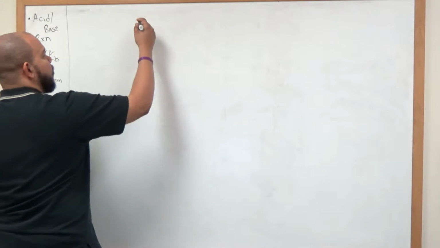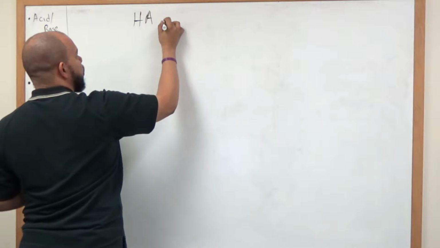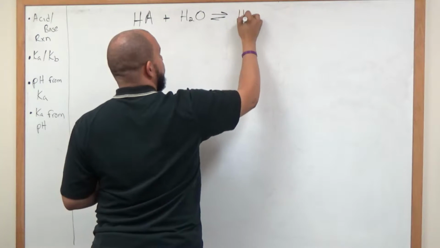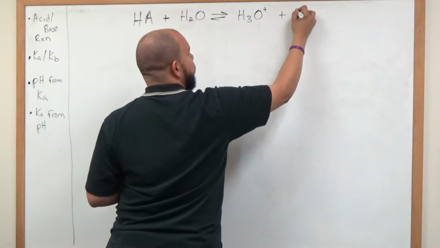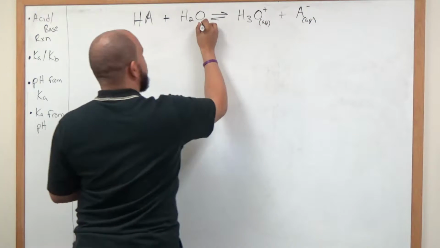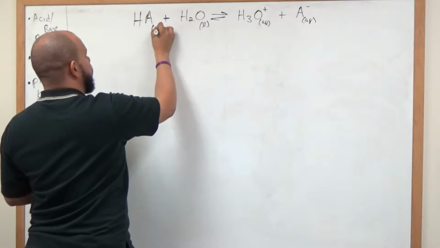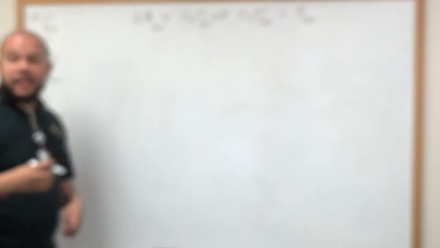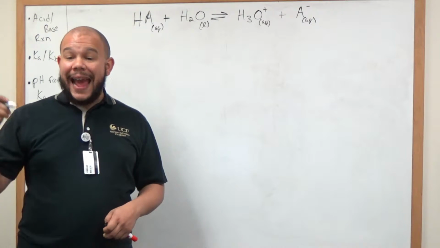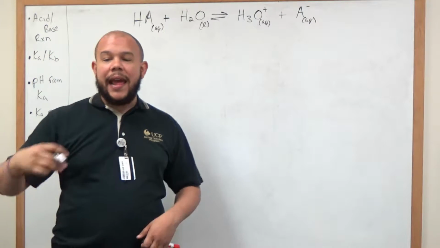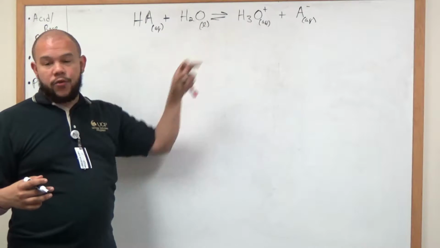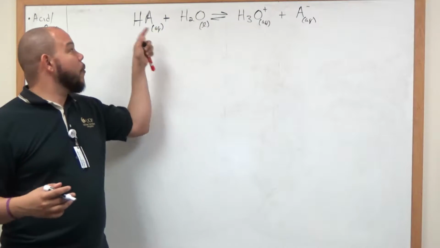The generic format for an acid's reaction with water is HA plus water gives us hydronium ion plus the conjugate base. Remember, everything is aqueous except for water, which is considered a liquid. Because an acid, by definition, is a proton donor, the acid gives up a proton, and that proton goes to water, creating H3O plus. This is the generic format where HA is an acid.